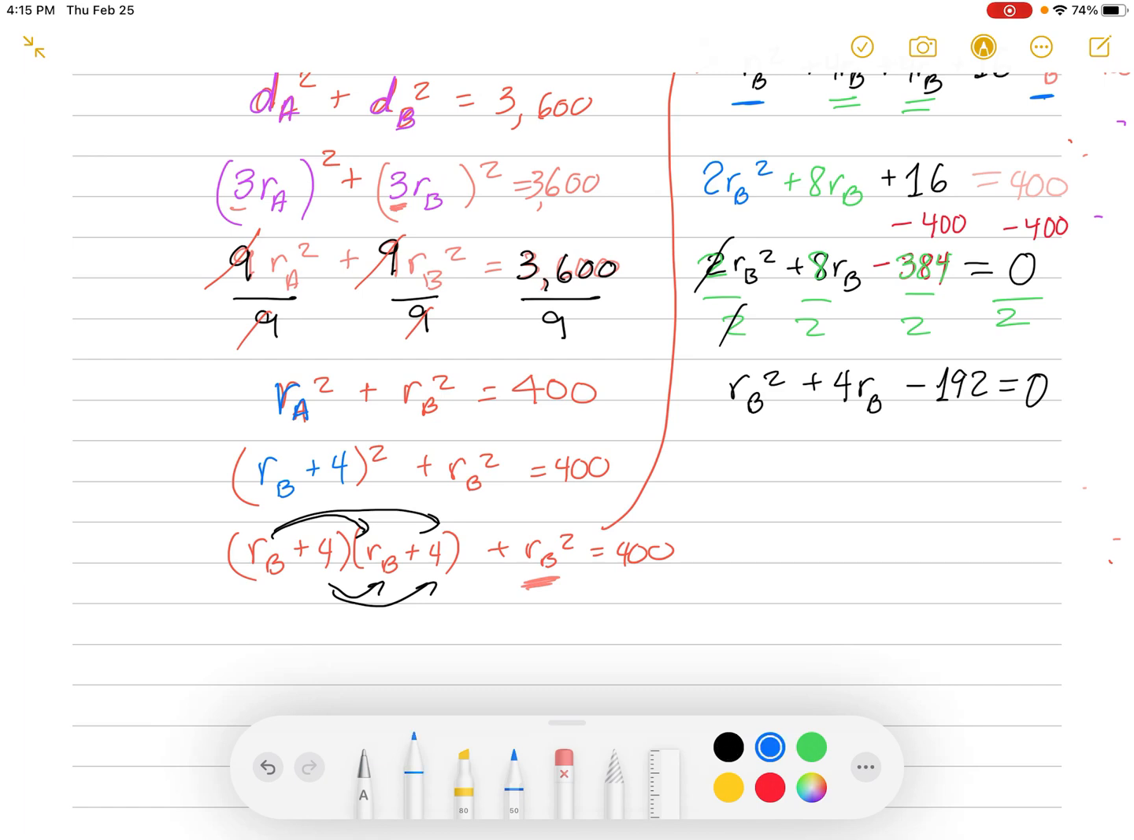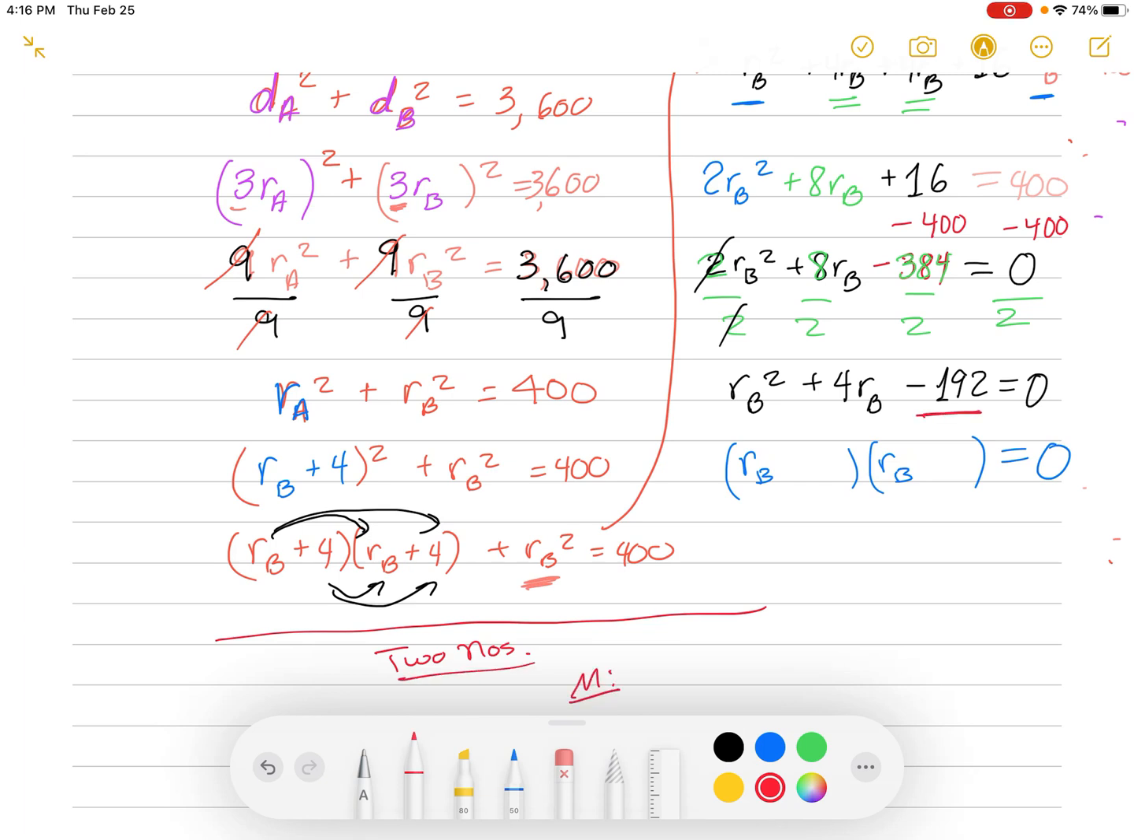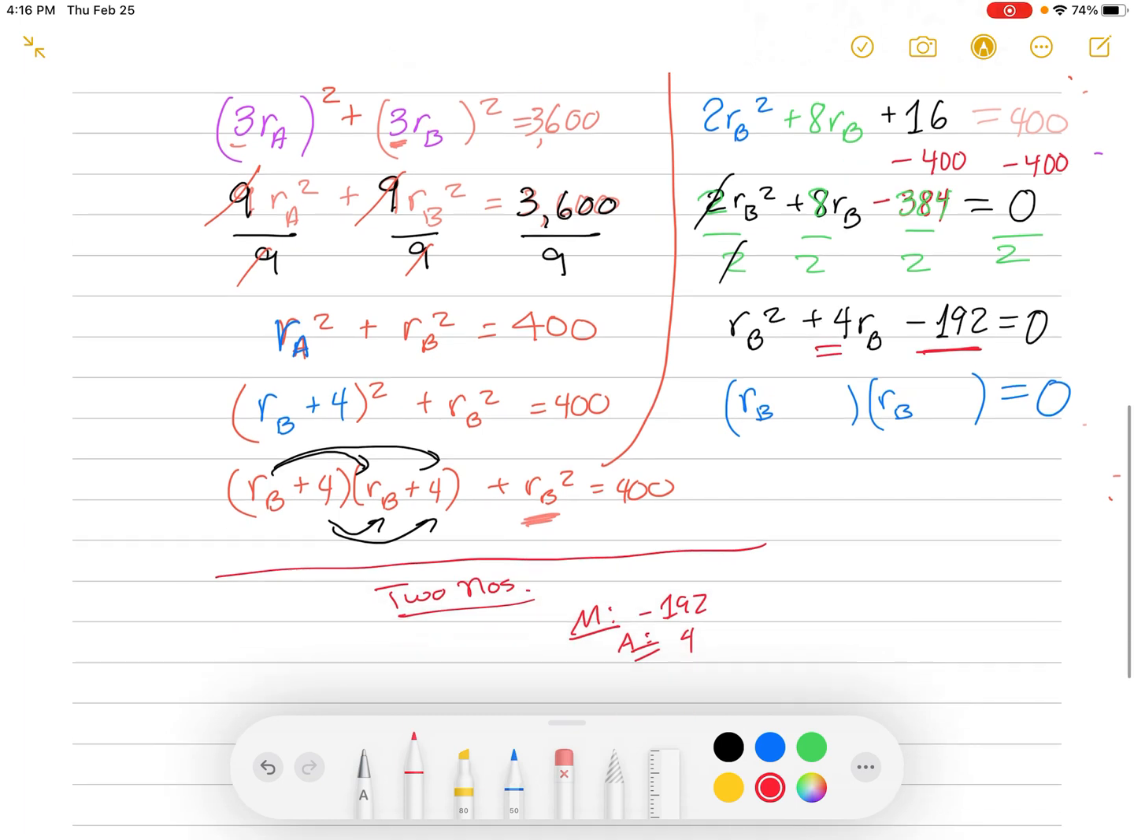So you have this quadratic equation that you need to solve. You can either use the quadratic formula or you could factor. I'm going to factor. I'm going to make 2 pairs of parentheses. This is going to be equal to 0. So first of all, you're going to have something times something to get RB squared. We're going to have RB times RB. And then you need to find 2 numbers that multiply to give minus 192 and add to give positive 4.